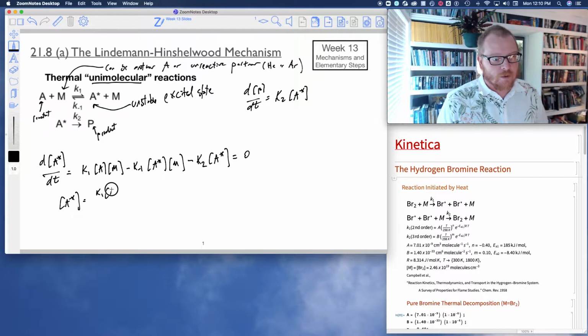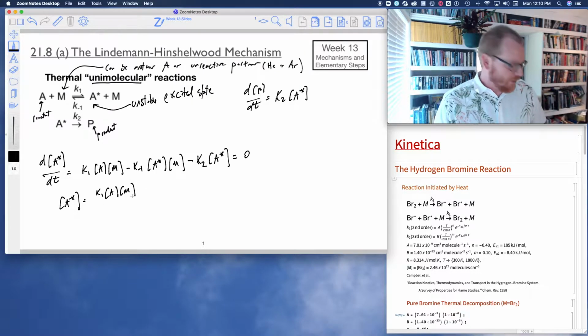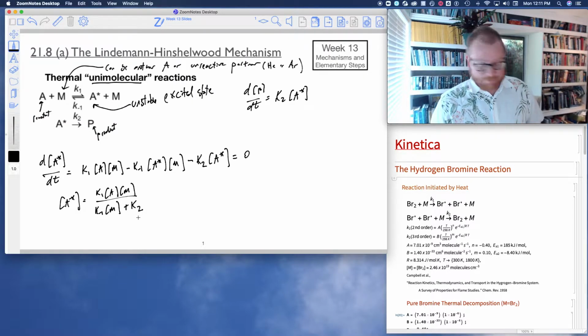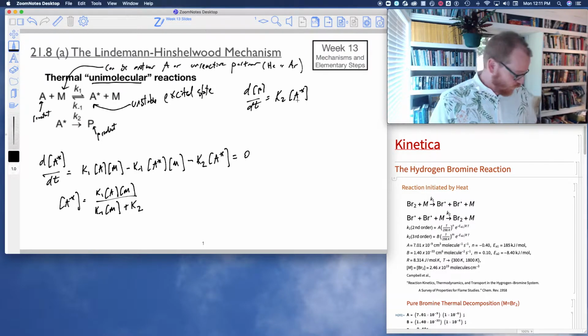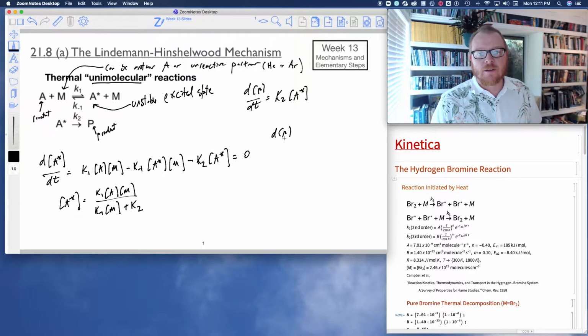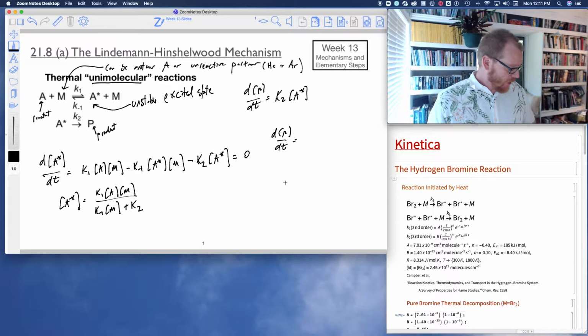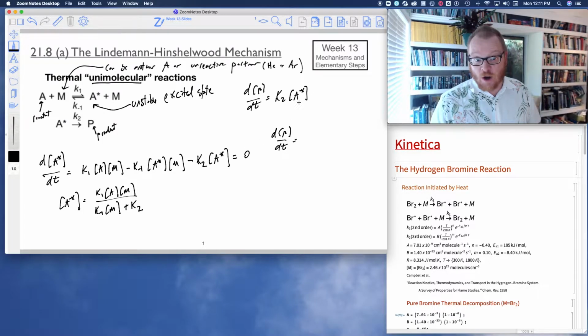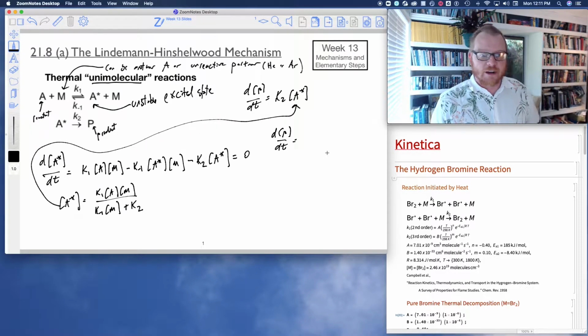K1 times A times M, all divided by K minus 1 times M plus K2. And now I can substitute this into this rate of product formation. We'll write that in and talk about what happens under certain conditions. So if I take all of this for A star and plug it in right here, let's do that. Let's draw a little arrow. It says plug that into right there.